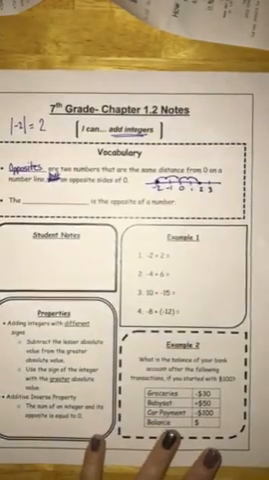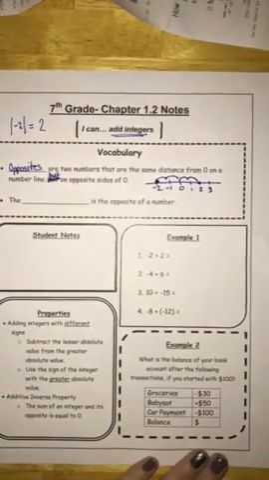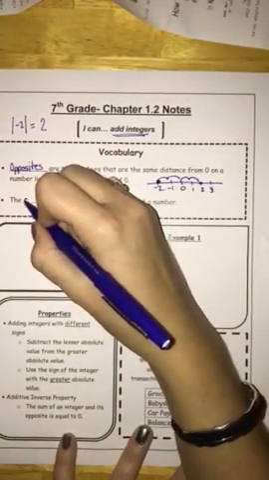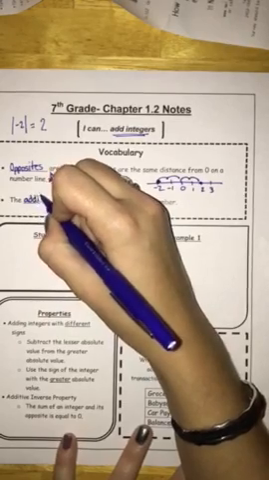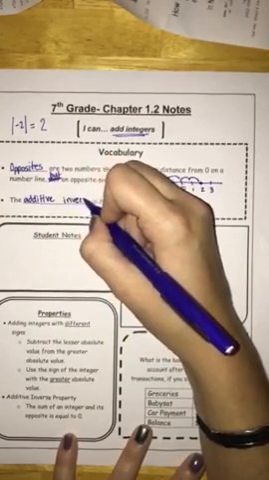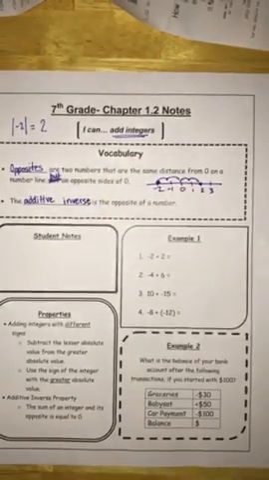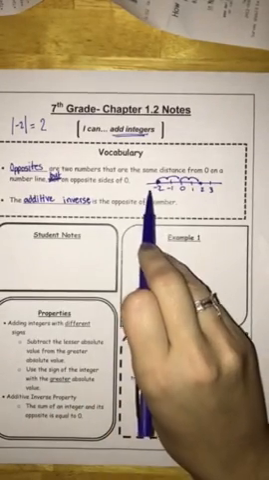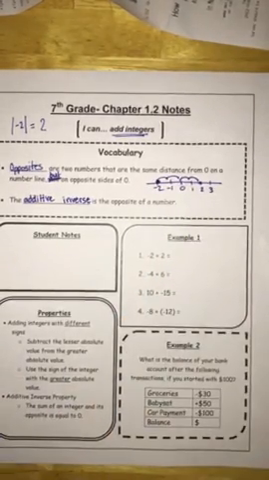-2 is 2 away from 0, and 2 is 2 away from 0. So those are opposites. The blank is the opposite of a number. So the additive inverse is what we call it. The additive inverse, write that down. You may pause the video to write it down if you need. But the additive inverse is the opposite of a number. So the opposite of -2 would be 2.